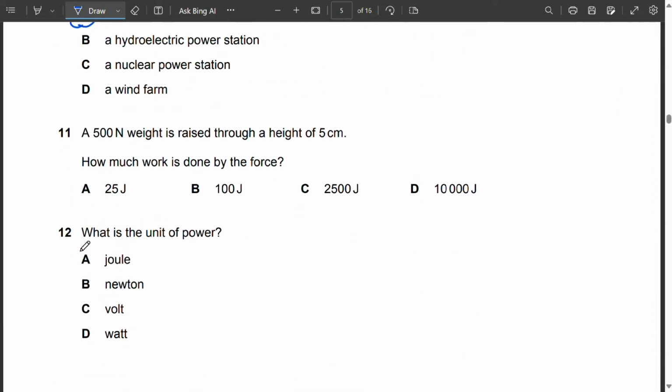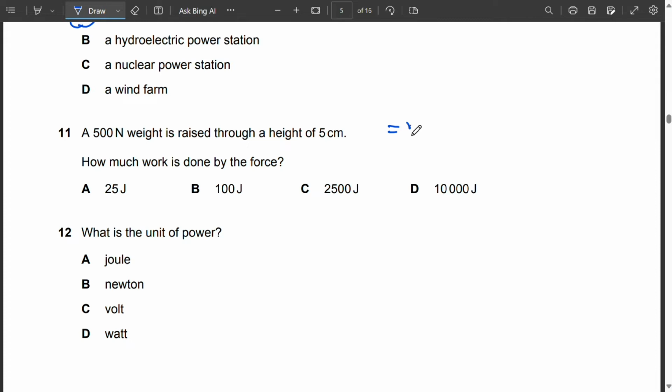Okay, 11th. A 500 Newton weight is raised to a height of 5 centimeter. How much work is done by the force? See, the work done is basically the total amount of energy that it has attained because of the height.